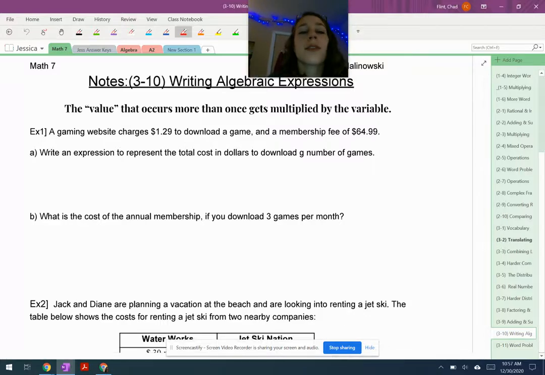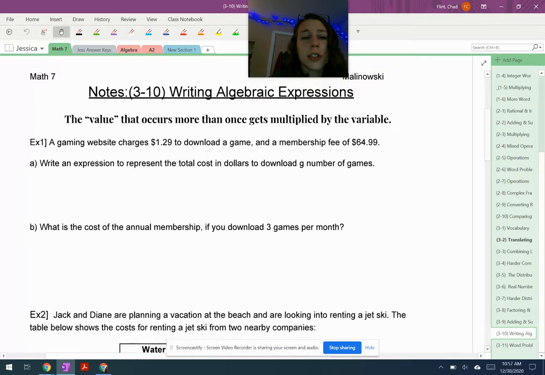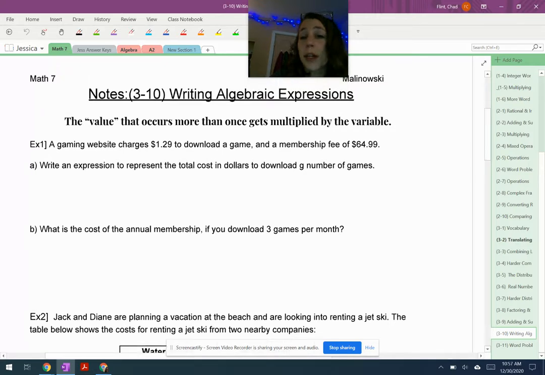So this is Unit 3 and Lesson 10 for Math 7, Algebraic Expressions, and this lesson is about writing algebraic expressions, which is super important, because eventually you'll start to write equations, and this is the first step. So the main important thing here that you want to pay attention to is that the value, or the number of whatever in the problem, is going to change based on the problem.